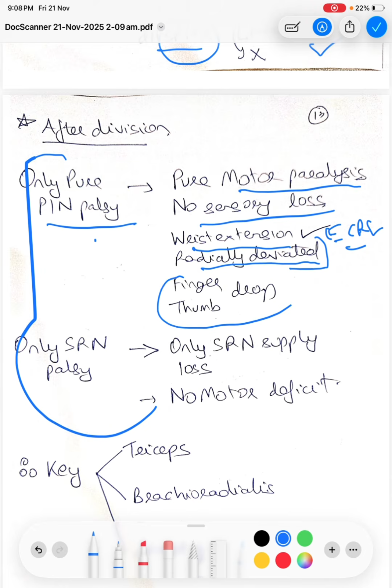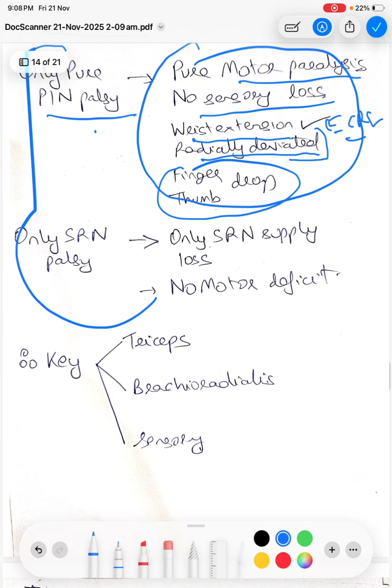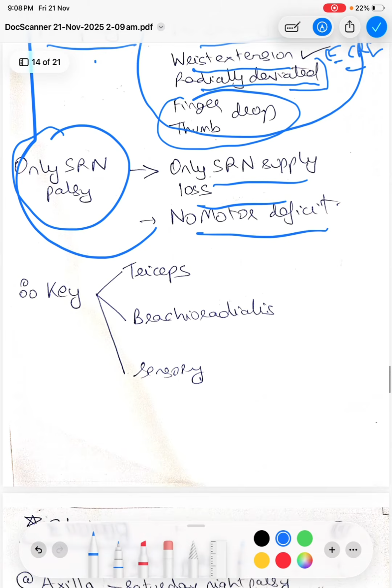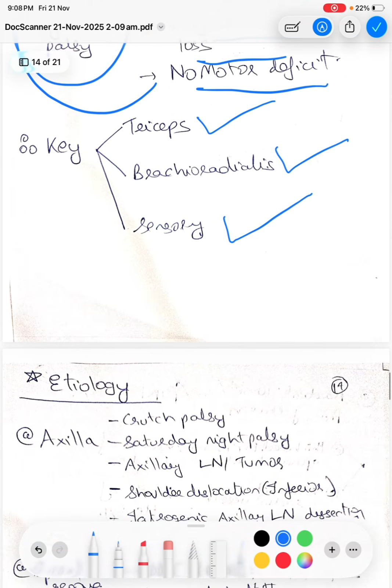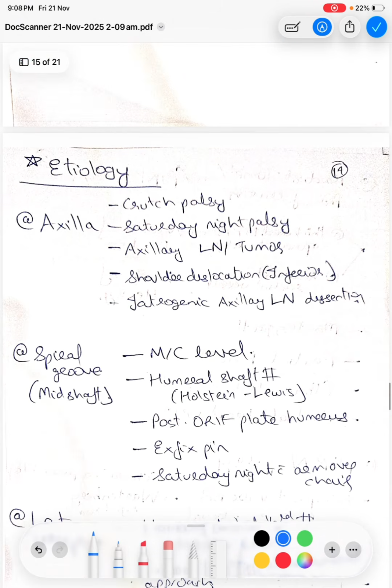And what you see is a finger and thumb drop. This is the classical PIN picture: wrist extension preserved, radially deviated wrist with finger and thumb drop. And if there is only pure SRN palsy, then there is no motor deficit, and only the sensory supply by the superficial radial nerve is gone. So what is the key? Triceps, brachioradialis and sensory supply help you to clinch the diagnosis, the site of injury.